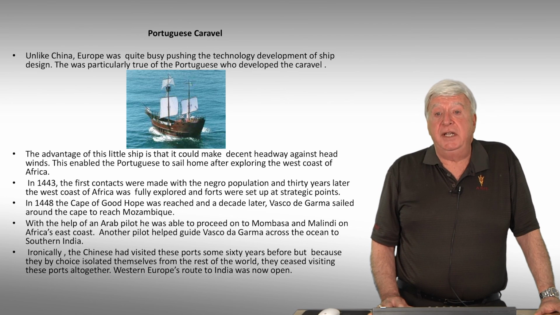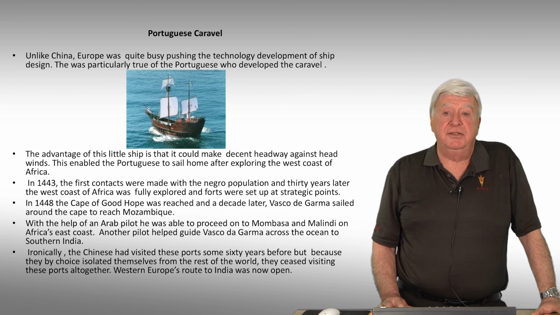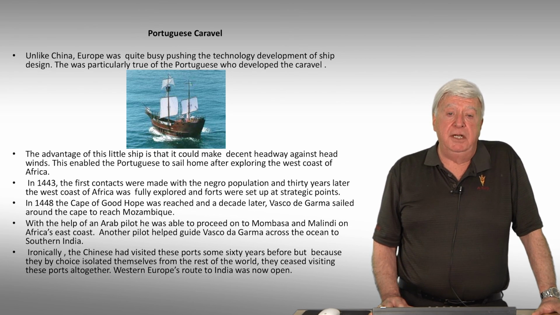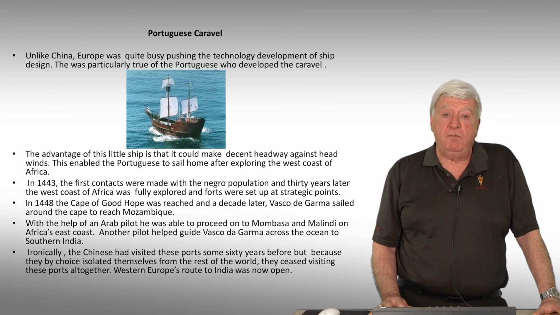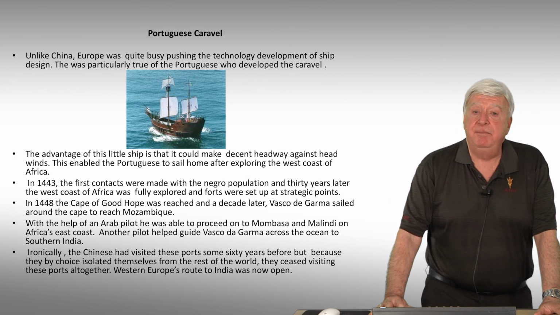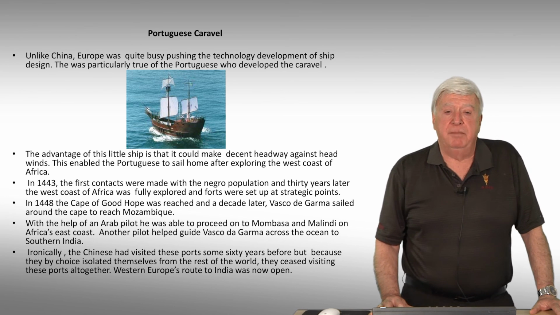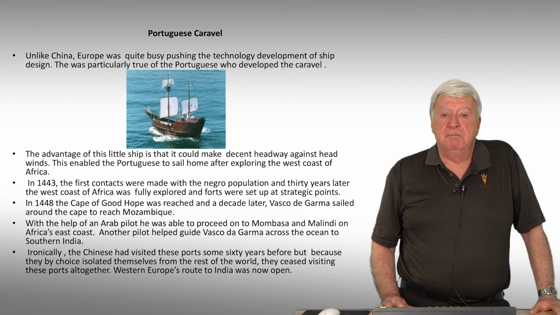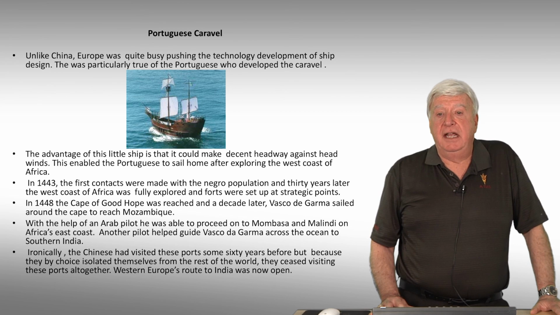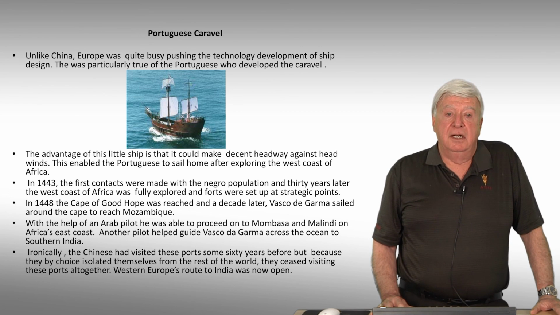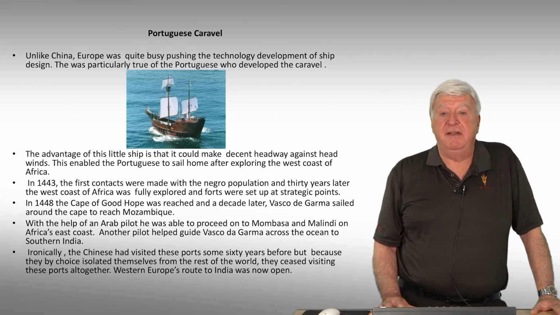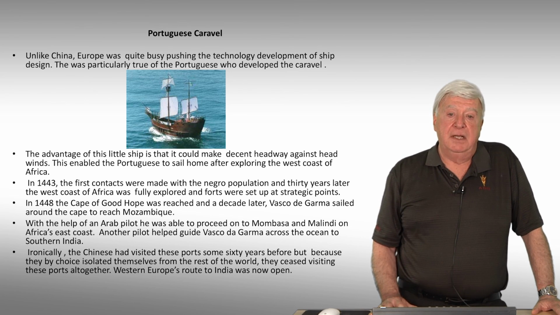In 1448, the Cape of Good Hope was reached, and a decade later, Vasco da Gama sailed around the Cape to reach Mozambique. With the help of an Arab pilot, he was able to proceed on to Mombasa and Mandalay on Africa's east coast. Another pilot helped guide Vasco da Gama across the ocean to southern India.